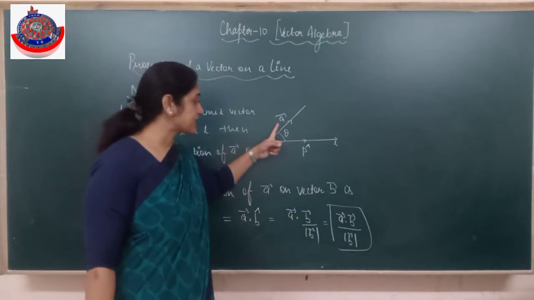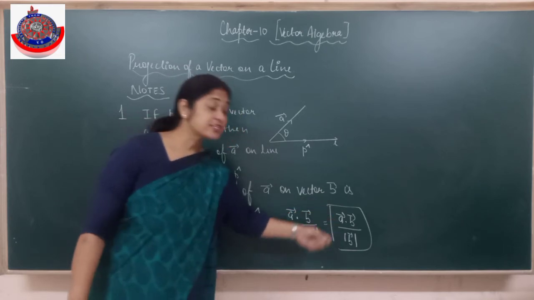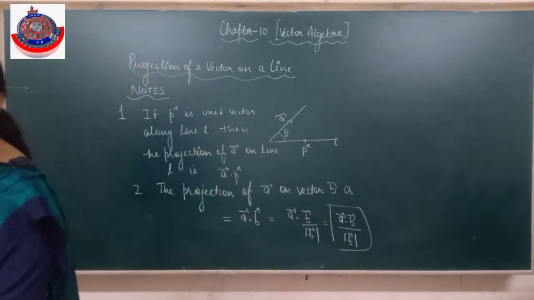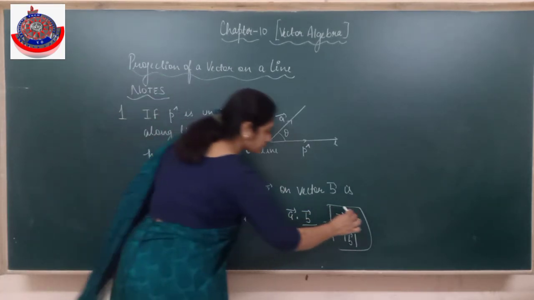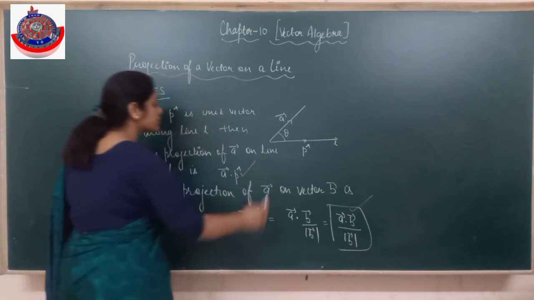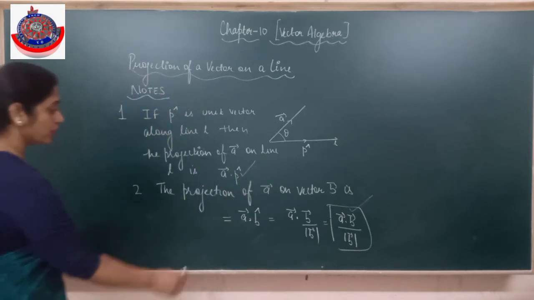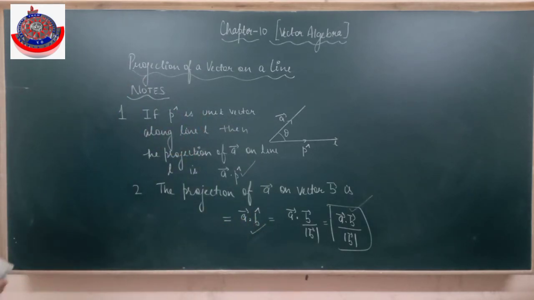If I have to find a projection of a vector on another vector, it will be A vector dot B vector divided by magnitude of B vector. Is this clear to everyone? So now this is the formula. Alright, and if you have a unit vector, we can apply this formula directly. It's the same.